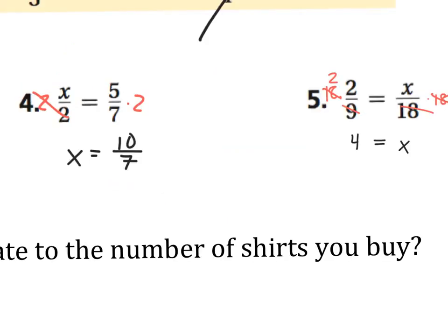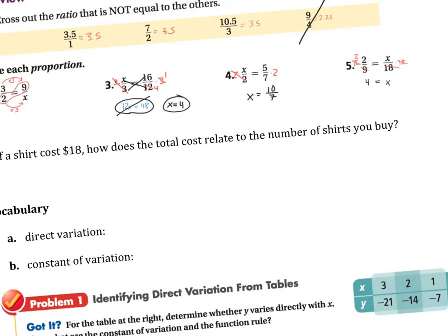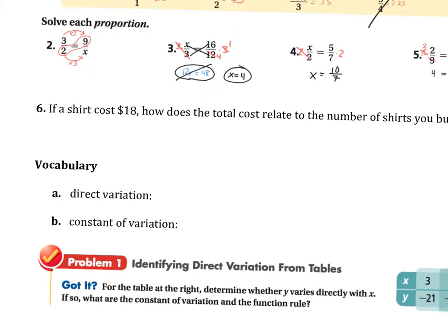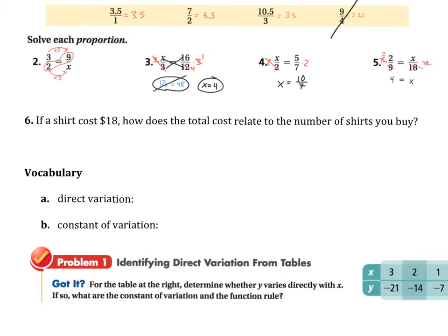This last one on your review, we're going to come back to quite a bit because this is directly related to direct variation. If a shirt costs $18, how does the total cost relate to the number of shirts you buy? So for example, if I call the total cost C, and the number of shirts I'm calling N, I don't like to say S because my S's look like 5s. In fact, that looks ugly too, so let me clean that puppy up.